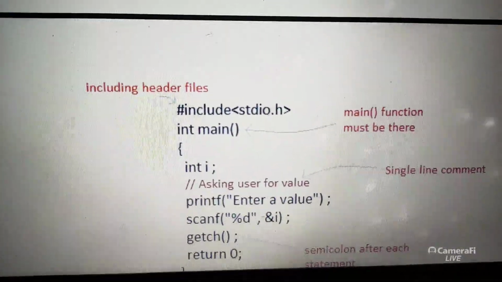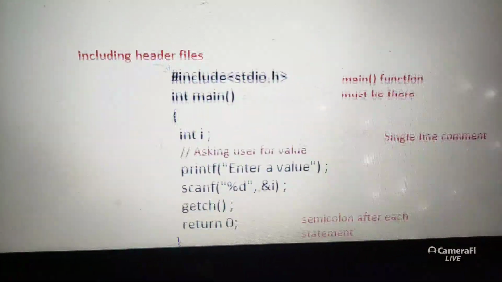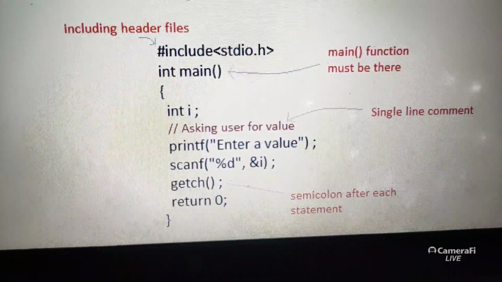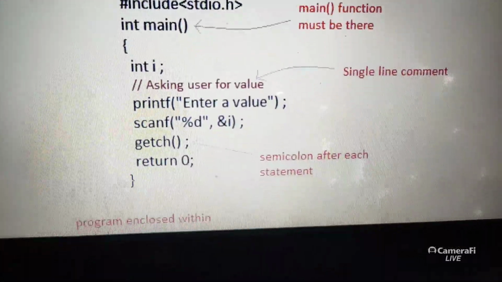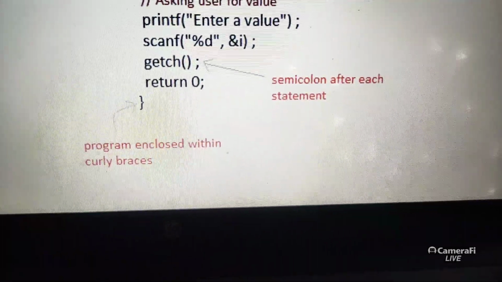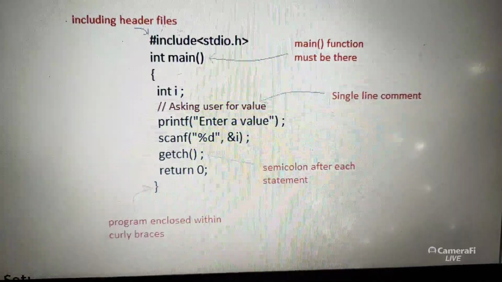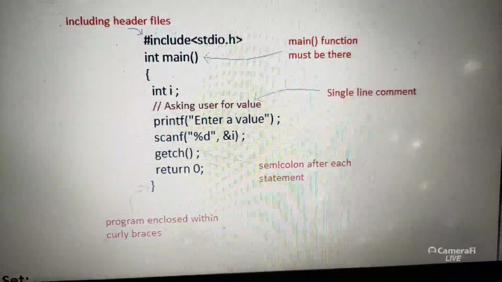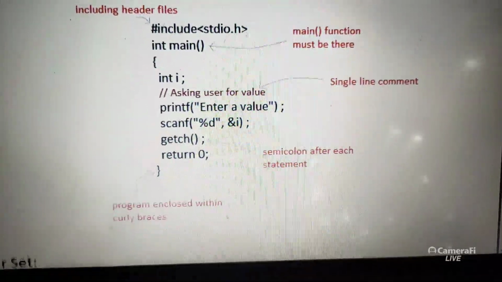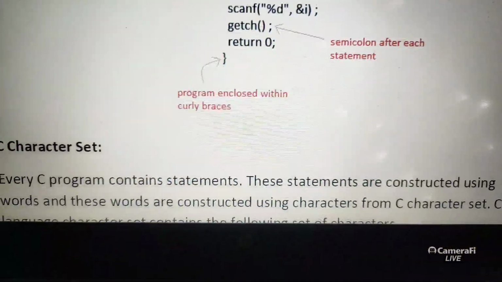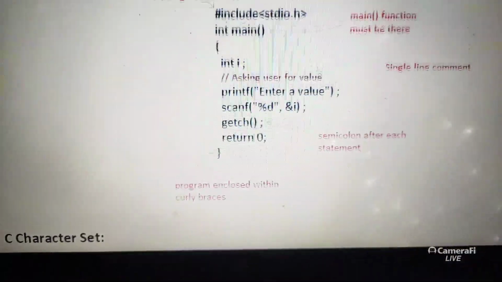Header files must be used at the first section, the main function must be there, a single line comment you can write with //, a semicolon after each statement, and the program enclosed within curly braces. So for example, lowercase letters, semicolons, right, braces, like rules have been implemented. Next, the C character set. So this topic is over.